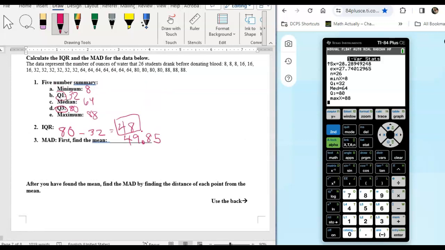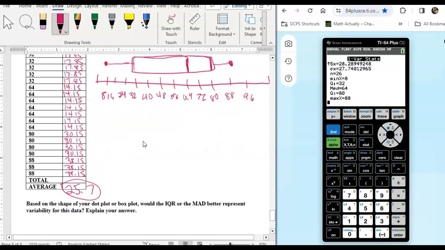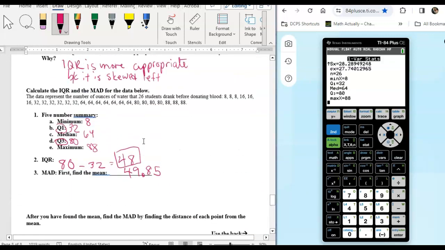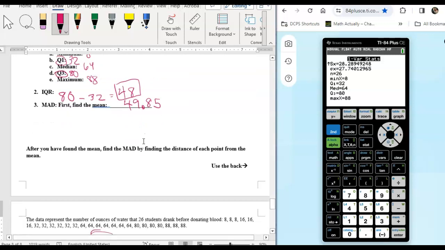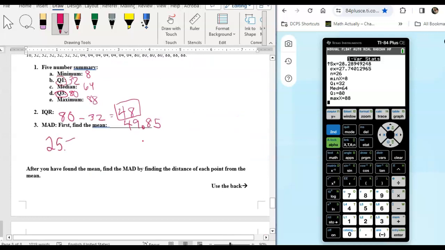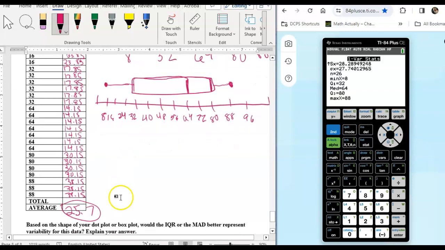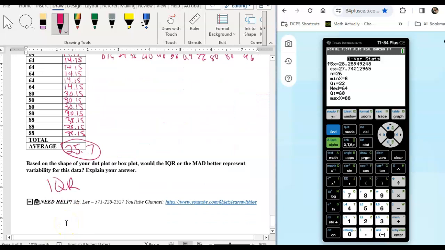The IQR here was 48 though, and the MAD was 25.7. The mean is 49.85. So they're actually very close in how they describe things, and they both tell us that this data varies a lot, right? If we look at the MAD, it makes the data seem closer to the mean, but it's actually pretty spread out, as we can see from the IQR, all right? And because it is skewed like that, the IQR is going to be a better representation.